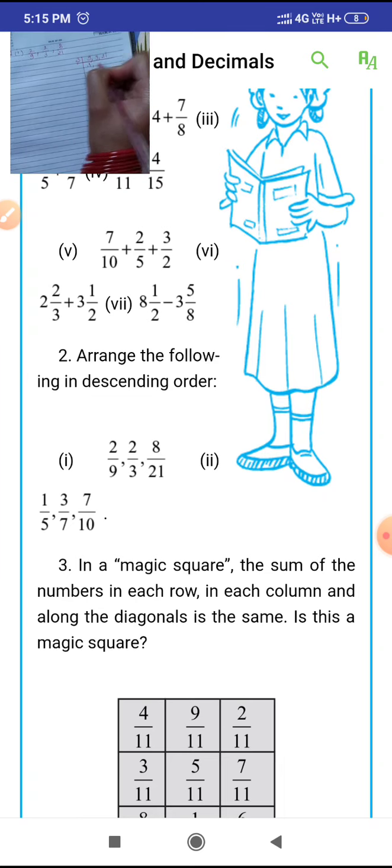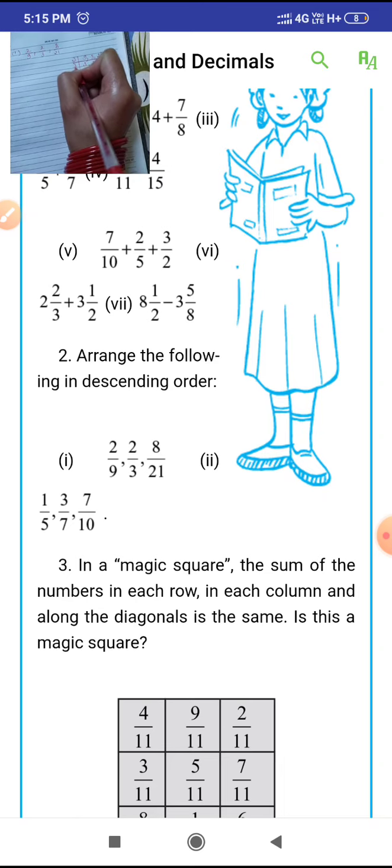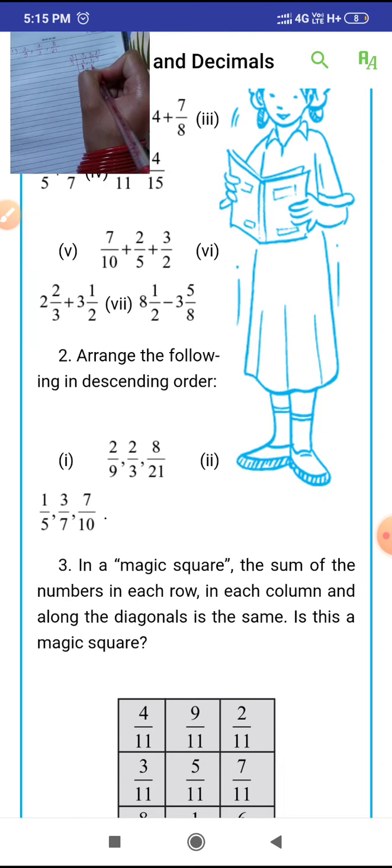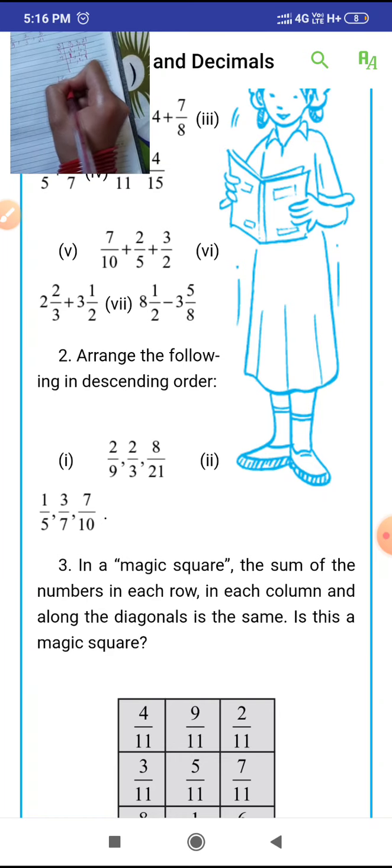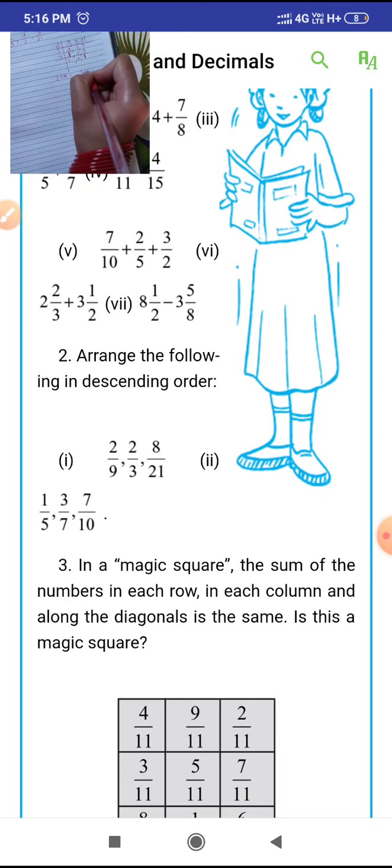3 3s are 9, 3 1 is 3, 3 7s are 21, 3 1 is 3, 7 1 is 7. So the LCM of 3, 9 and 7 is 63.